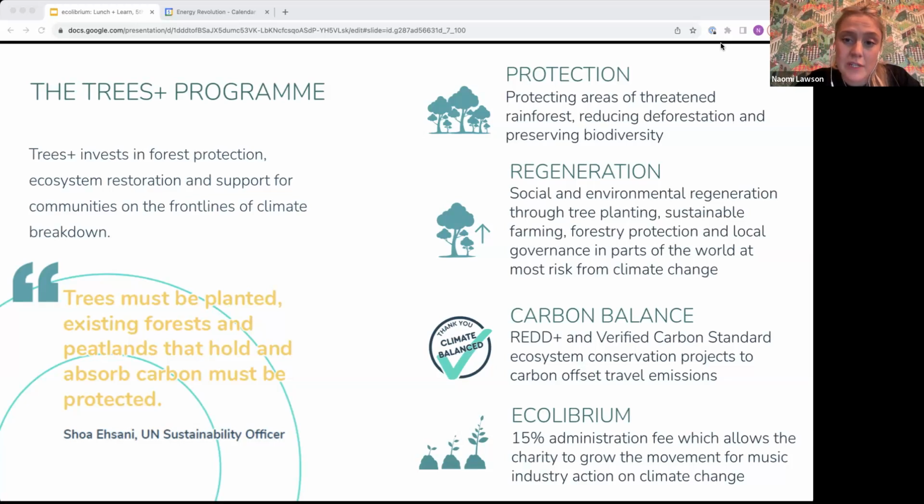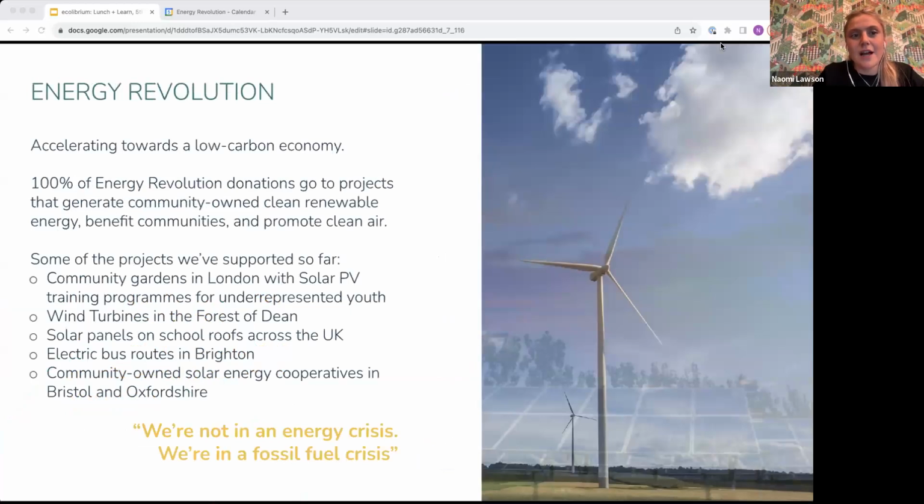And then with Trees Plus, Equilibrium also takes a 15% admin fee to support our operational costs, which is the development of our tools and resources to help you measure your emissions and give you that ongoing advice. So yeah, Trees Plus is a really powerful initiative, and I'm really pleased that Vicky has been able to join us today to demonstrate some of those impacts firsthand.